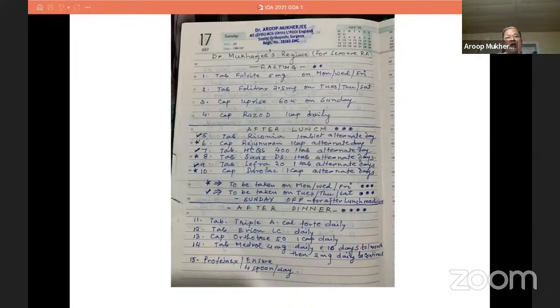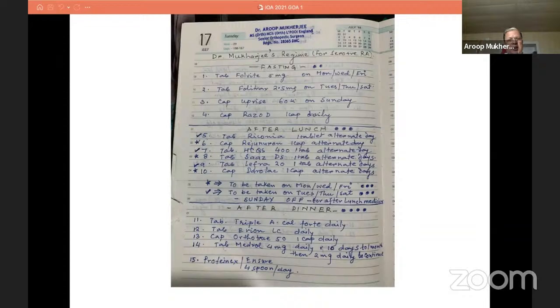This is what I give for seropositive rheumatoid arthritis. At least the patients who are seropositive should get the treatment like this for at least 3 months. And in my experience, where I have written more than 6 lakh prescriptions on the same mode and same pattern for all India patients, they behave very well with this treatment.